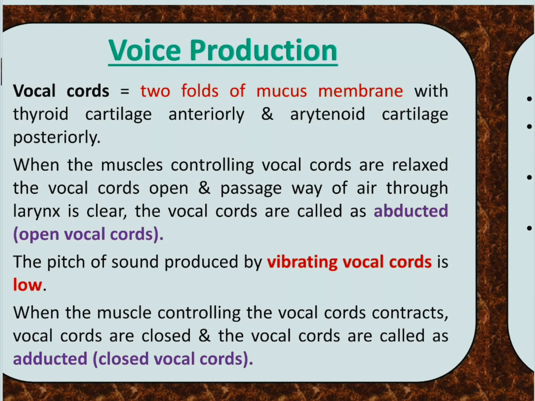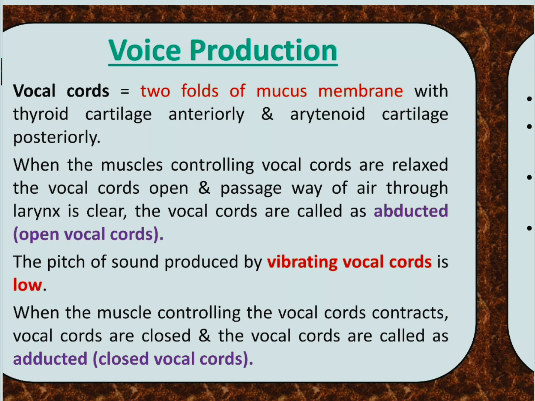Now, how is the voice produced? Vocal cords are present. They are two folds of mucous membrane, attached to the thyroid cartilage anteriorly, at the front, and to the arytenoid cartilage posteriorly, at the back. When the muscles controlling the vocal cords are relaxed, the vocal cords open and the passageway of air through the larynx is clear. The vocal cords are then said to be abducted.